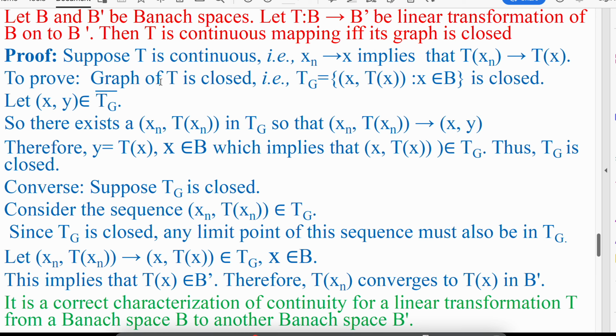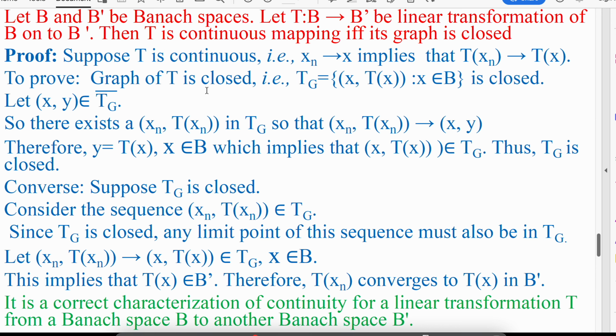Now we have to show that the graph of T is closed. If you denote the graph of T by Tg, it is the set of all the ordered pairs (x, Tx), where Tx means the image of x under T, such that x belongs to B. This is the graph of T, the set of ordered pairs x and its image. We have to prove that this graph is closed.